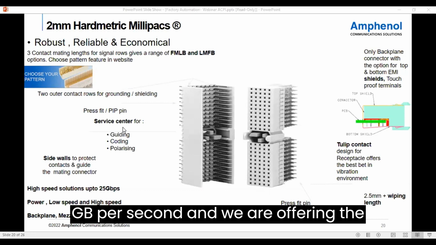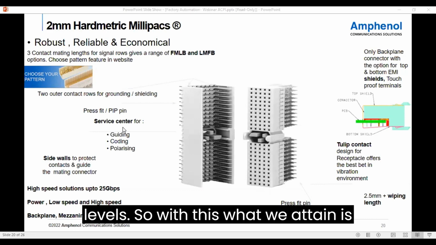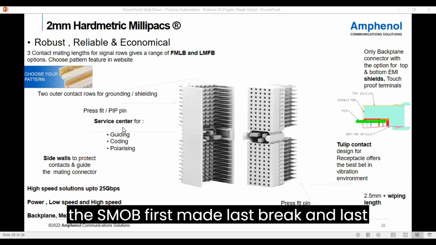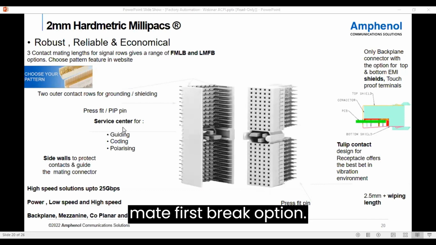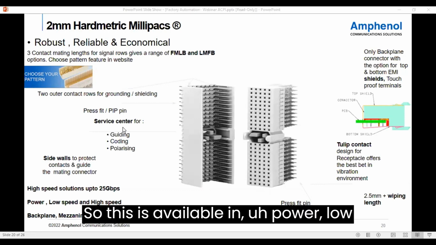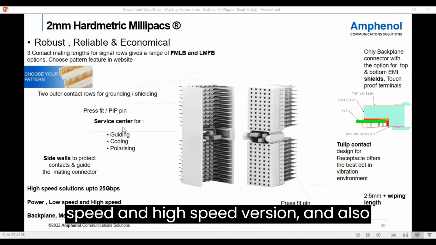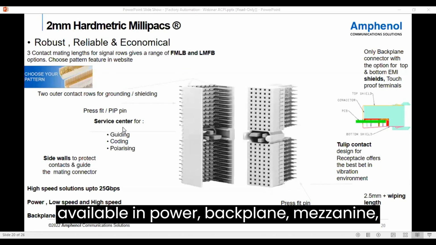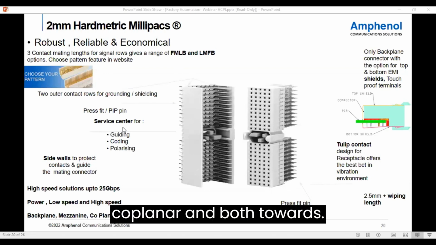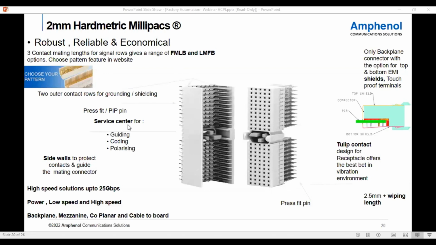And we are offering the connector in 3 contact mating levels. With this, we attain the FMLB, first mate last break, and last mate first break option. This is available in power, low speed, and high speed versions, and also in power, backplane, mezzanine, coplanar, and board to board versions.